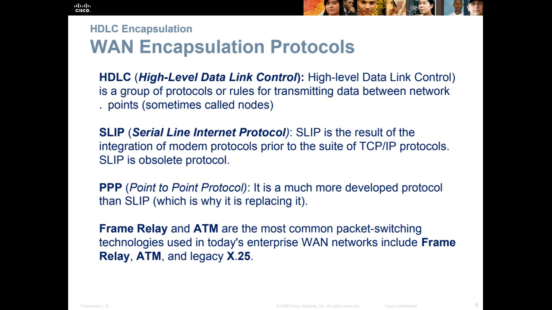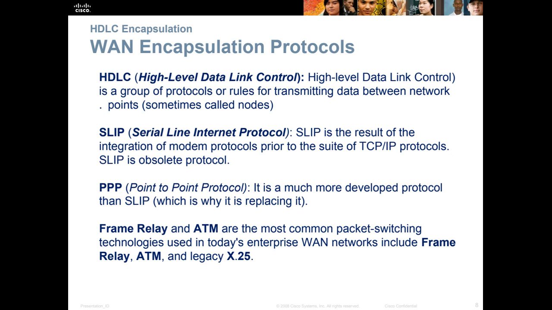These are the WAN encapsulation protocols. Can you please have a look at them? These are important. HDLC, High Level Data Link Control, is a group of protocols or rules for transmitting data between network points or network nodes. SLIP is Serial Line Internet Protocol. It is the result of integration of modem protocols prior to the TCP/IP suite. Everyone now is using TCP/IP. SLIP was important, but not now, a long time ago.